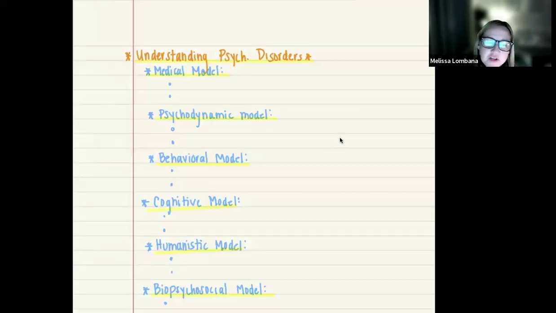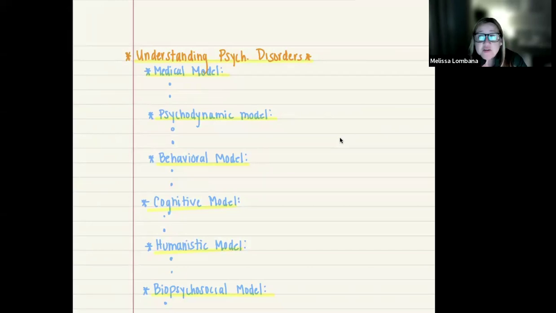So the first one we're going to look at is the medical model. And the medical model is kind of this concept that the psychological disorder is a disease that has a physical cause that can be diagnosed and then treated and cured, often either through a hospital or treated with some type of medication. Okay, so that's really the medical model of how to treat somebody with a psychological disorder.